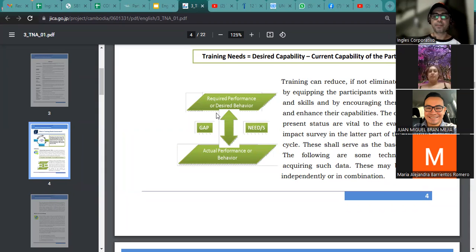Okay, perfect. Training can reduce, if not eliminate, the gap by equipping the participants with knowledge and skills, and by encouraging them to build and enhance their capabilities. The data on the present status are vital to the evaluation or impact survey in the latter part of the training cycle. This shall serve as the baseline data. The following are some techniques for acquiring such data. This may be applied independently or in combination. Okay, what did you get from this?